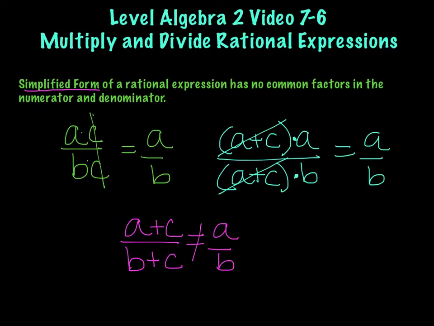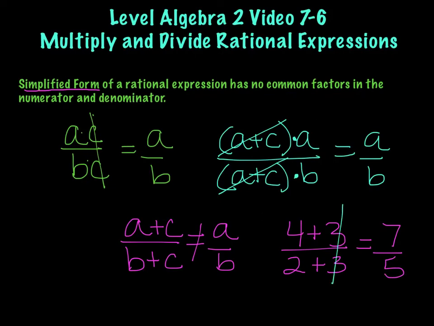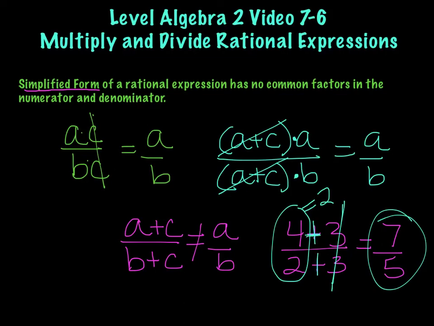If I plugged in a 4 for A, plus 3, and a 2 for B, plus 3, then 4 plus 3 is 7, and 2 plus 3 is 5. That's 7/5. If you were to try and cancel out these 3's, you would say that 4 divided by 2, which we know equals 2, is 7/5. And 2 and 7/5 are not the same. So we cannot cancel out those 3's. 7/5 is the correct answer. You can never cancel out through addition or subtraction.